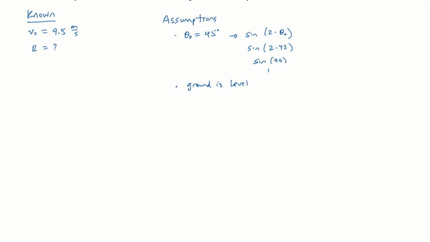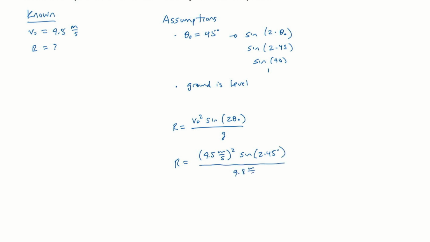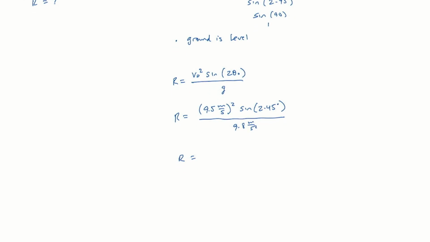All right, and so now we can find the range. We will use V naught squared times the sine of 2 theta naught divided by g. Our V naught is 9.5 meters per second. We square that. Sine of 2 times 45 degrees, all divided by 9.8 meters per second squared. This gives a range of 9.21 meters.